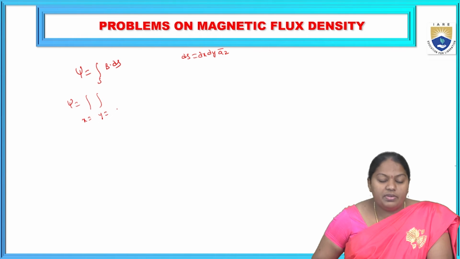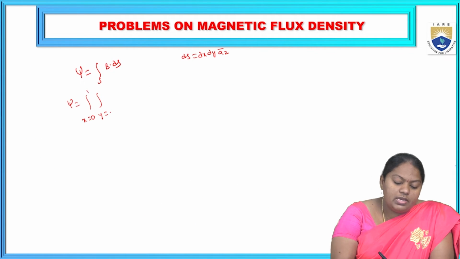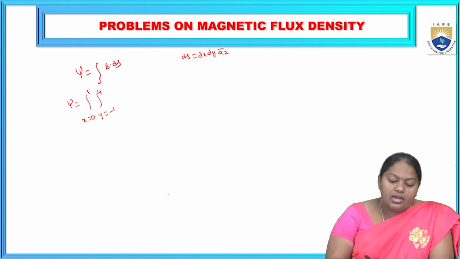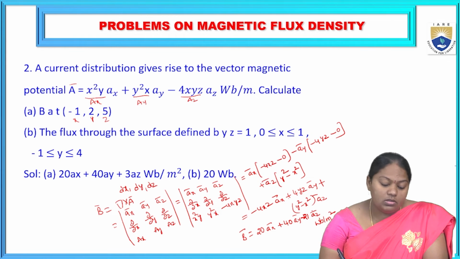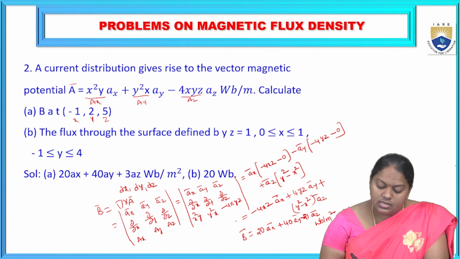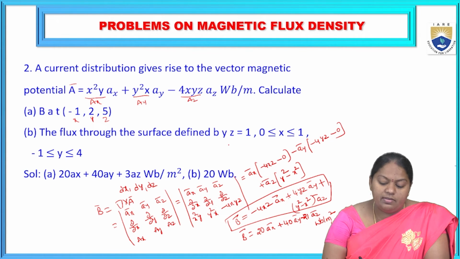The ranges of x and y values are given: x is 0 to 1, y is minus 1 to 4. And the B value which is to be substituted here: before substituting the constant values of x, y, z, this is the B equation we are supposed to consider, and B is to be substituted as the az component. Why? Because here the z equal to 1 plane is given, meaning the xy plane. So we need to consider the z direction component only.